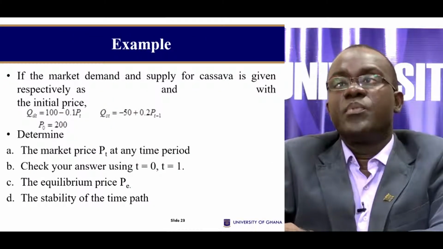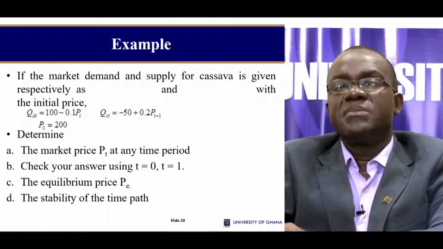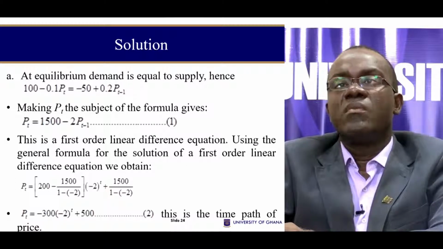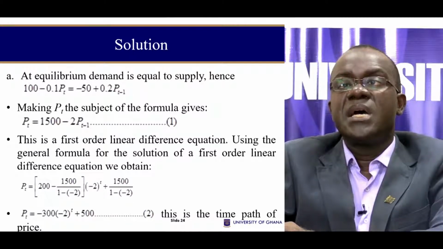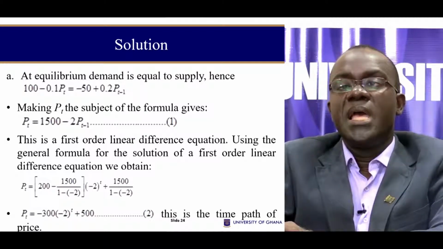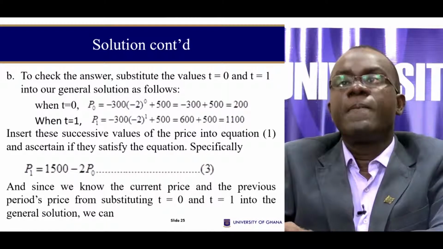We can have an example here. We have been given the demand curve, the supply curve, and initial conditions, and these are the problem that we need to solve. So as usual, when you equate the demand and supply, we have an equation of this nature. We write the general solution, and we get this one as the solution here.